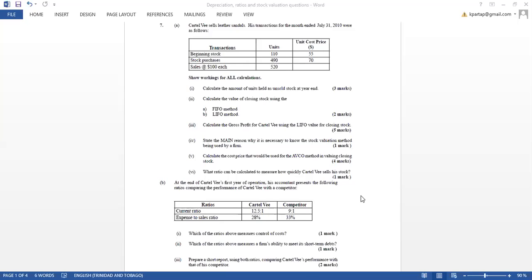Right? So your sales minus cost of goods sold would give you your gross profit of $16,050. Right? So yes, Nathan, that was correct. The gross profit is $16,050. Anybody else needs me to explain how we come up with that again?